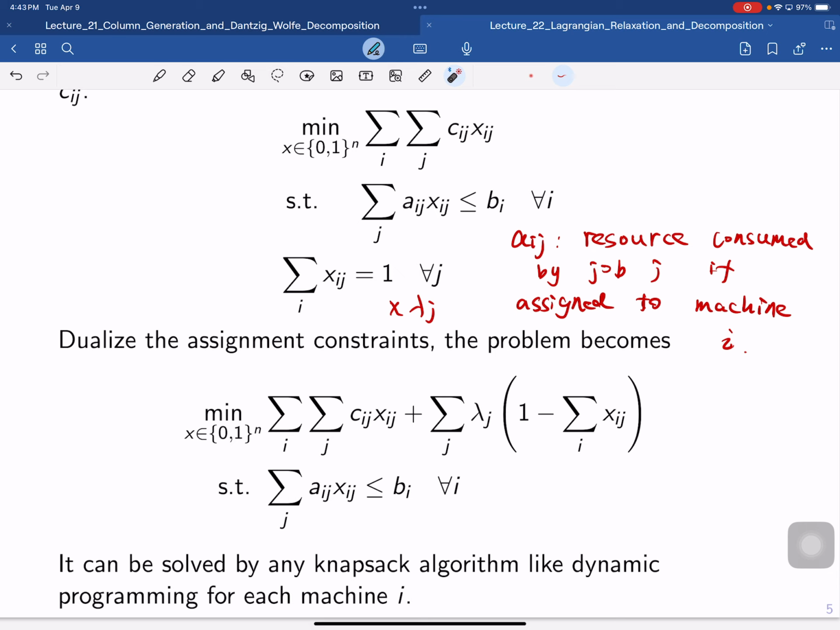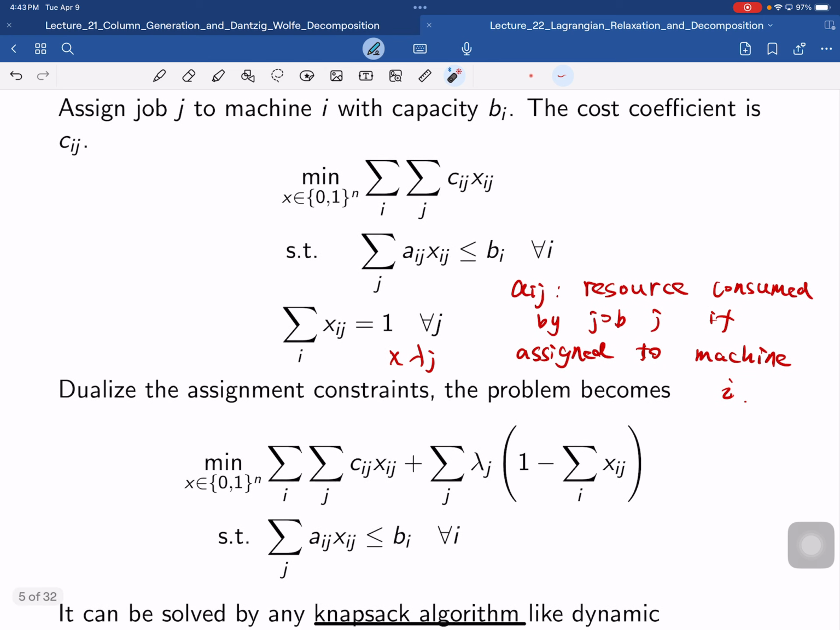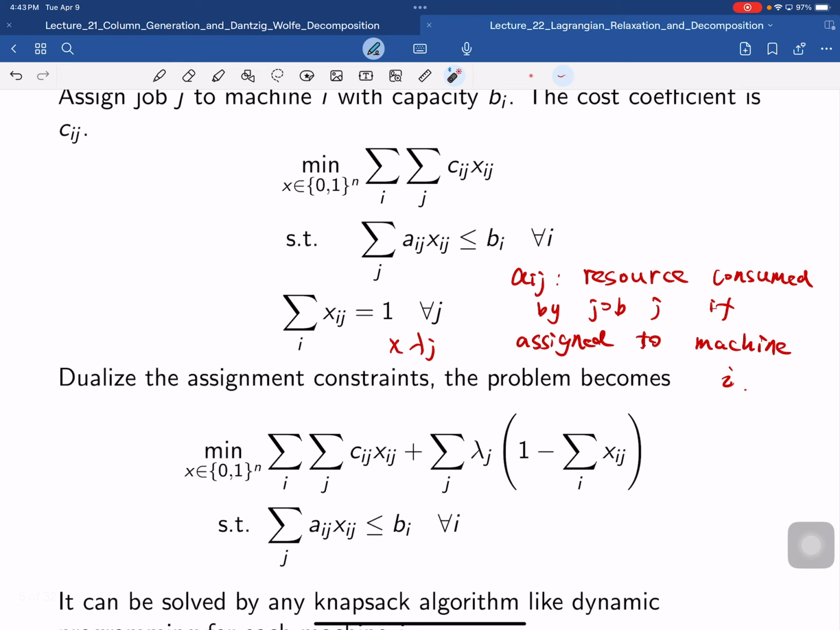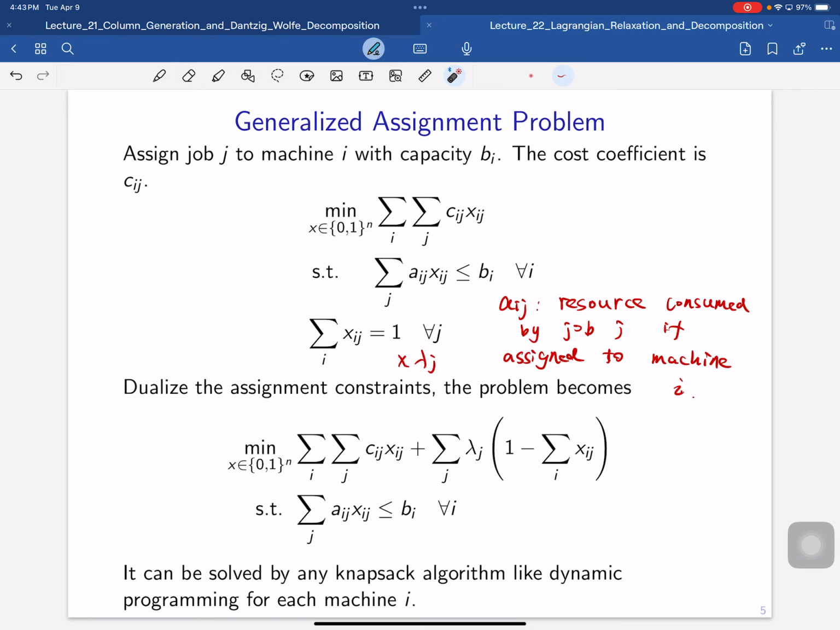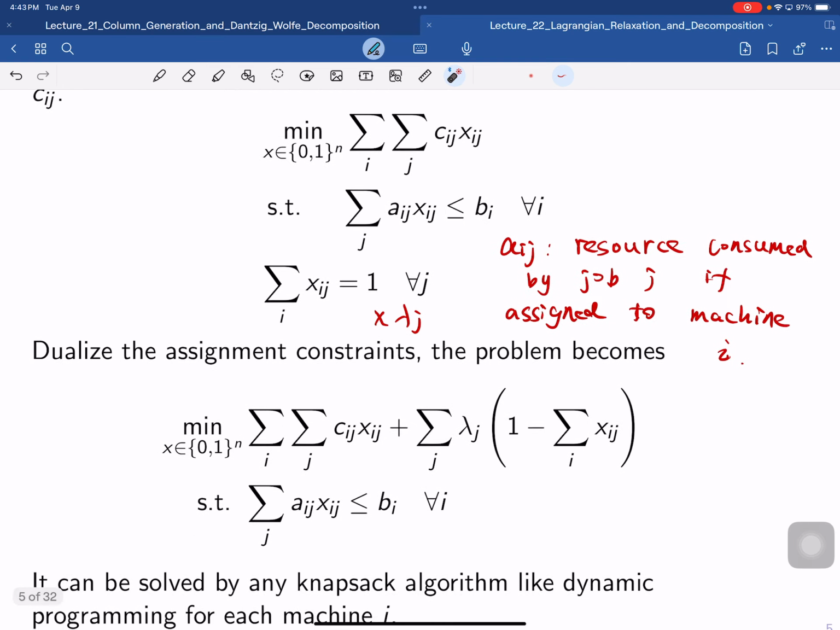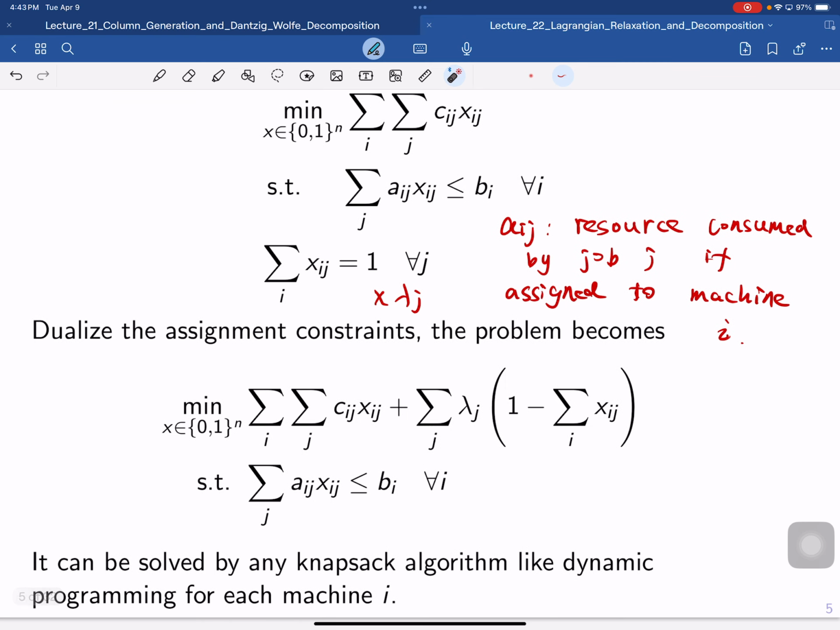What it does is you multiply each of these constraints by a Lagrangian multiplier lambda j, and then you are left with this problem, which only has those capacity constraints for each machine i. Now, as you can see, with dualizing this constraint, the rest of the problem is like a knapsack problem again. You can think about each machine as a knapsack. The capacity of the atoms you pack into this machine has to be less than or equal to the machine's capacity, and the objective is a linear objective function of those x_ij's.